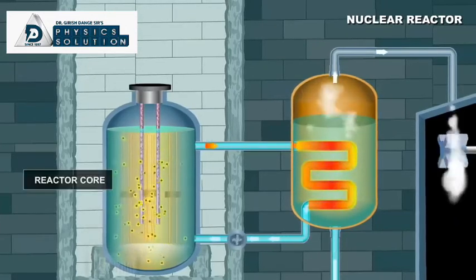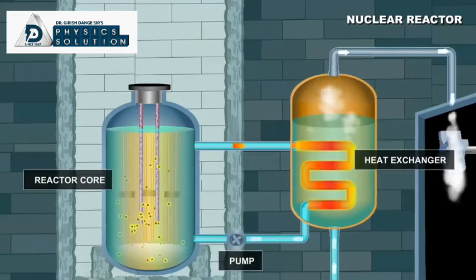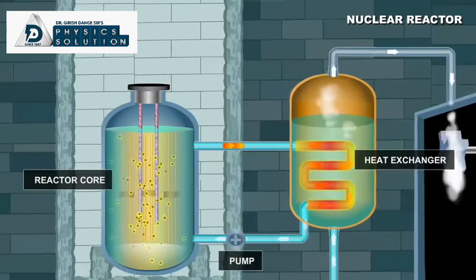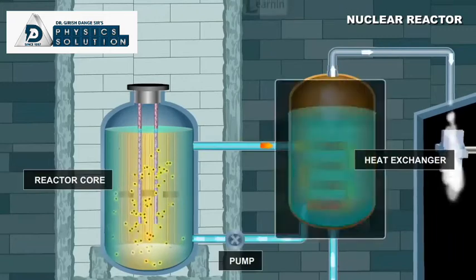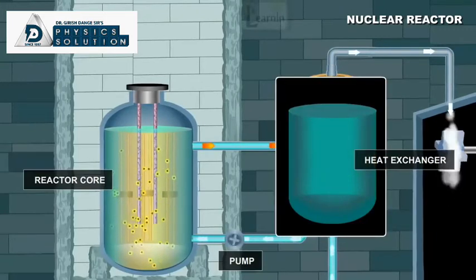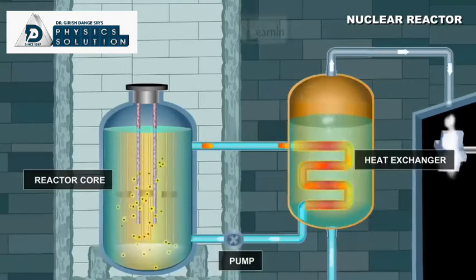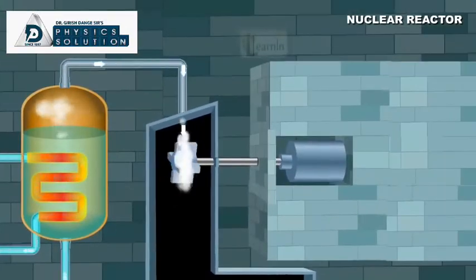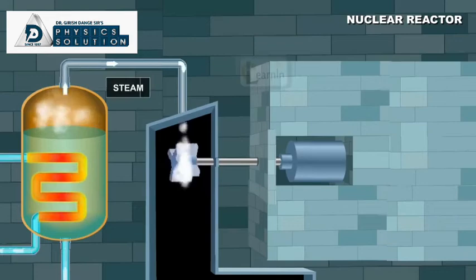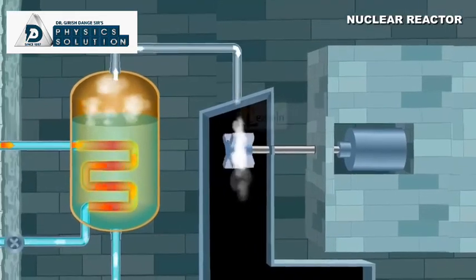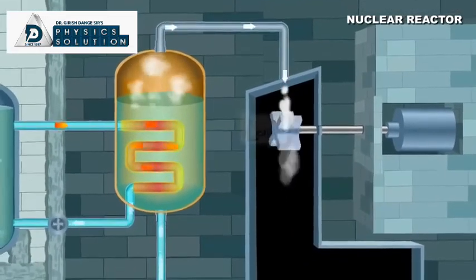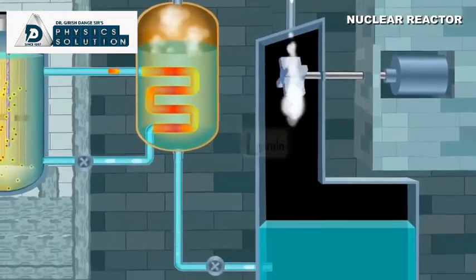As usual, we know that there are three main parts: reactor core, pump, and heat exchanger. The heat energy produced in this process is given to the water in the heat exchanger, which heats up the water and converts it into steam. This steam passes through a narrow pipe and bombards the turbine at very high speed, rotating the turbine, which produces electricity on activating the generator.